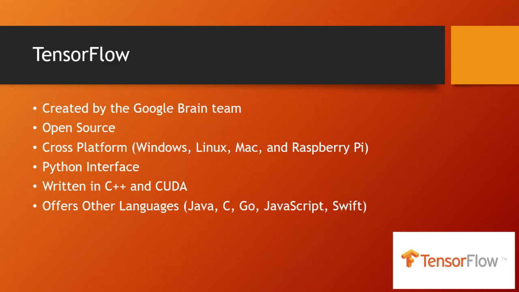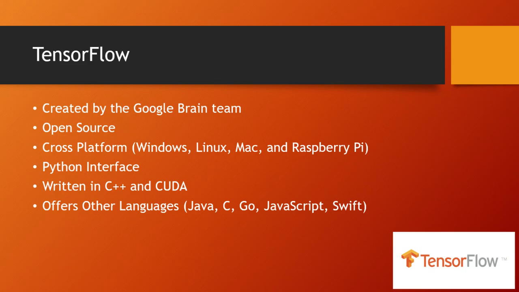TensorFlow is a symbolic math library. It can be used in machine learning to create neural networks and is currently used in both research and production at Google and a wide range of other popular companies such as AMD, Nvidia, Uber, Snapchat, and Coca-Cola. It was originally a proprietary machine learning system called DistBelief, developed by Google Brain.